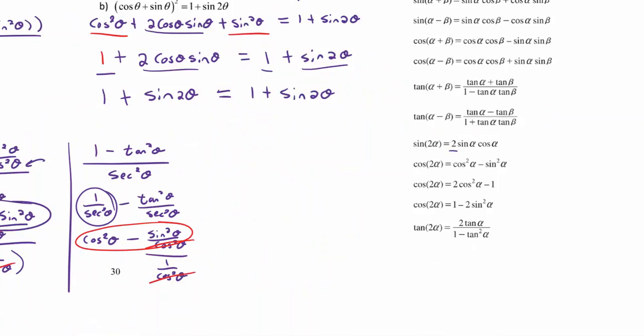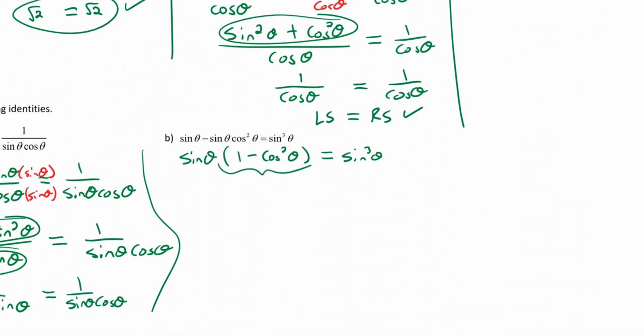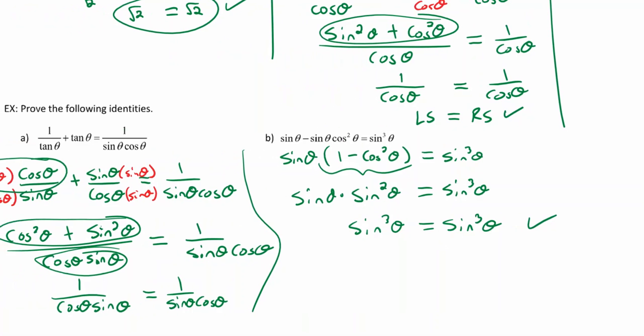That's good news because, if you think about what we were looking for, I was trying to get more sine squared thetas. I was really hoping that this would end up being sine squared theta. So this is sine theta times that, which is all equal to sine squared theta, which is equal to sine cubed theta. So they are, in fact, equal to each other. Okay, and so they work.